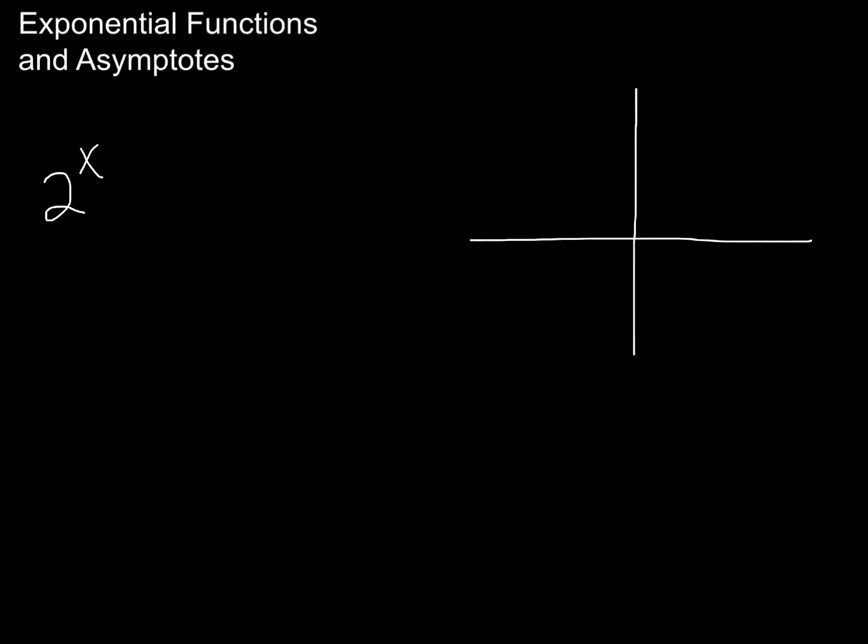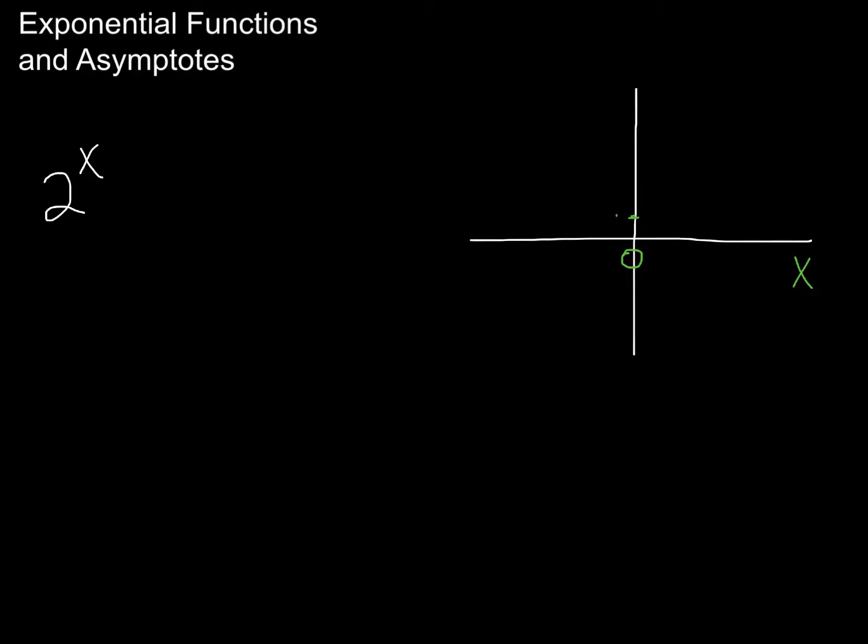So we're going to talk about exponential functions and whether or not they have asymptotes. To do this, we're just going to take a look at what happens to this exponential function, 2 to the x, as x increases. So let's start off with 0. What happens when x is 0? Well, 2 to the 0th power is just 1.